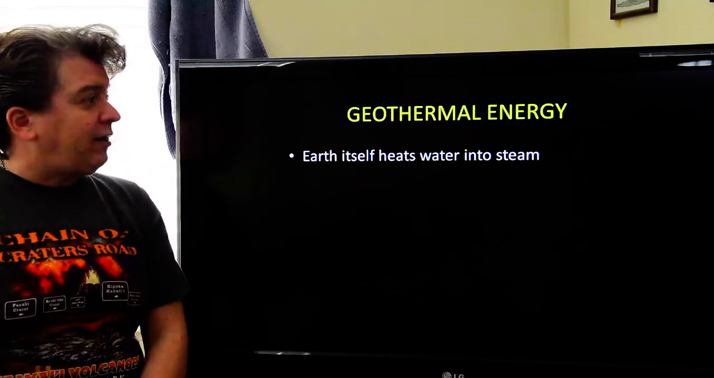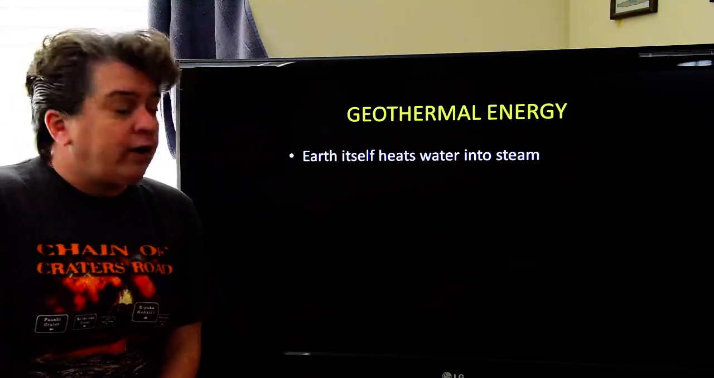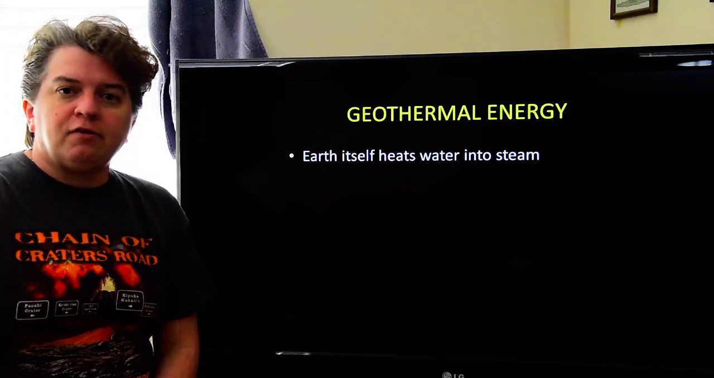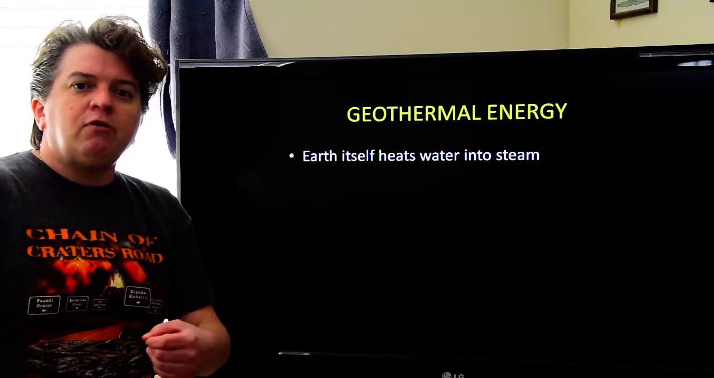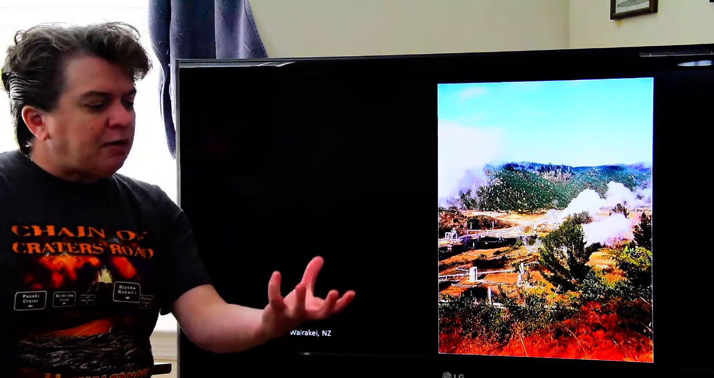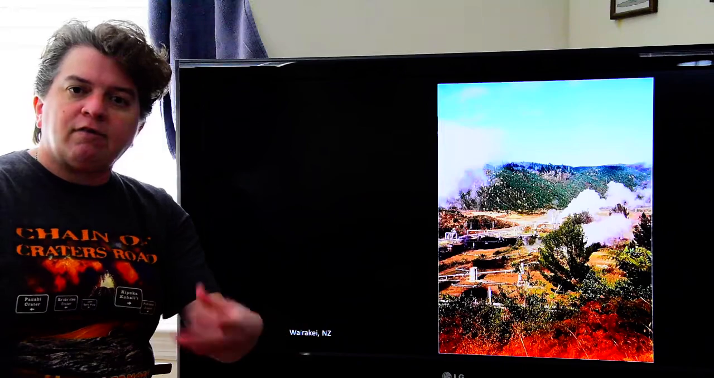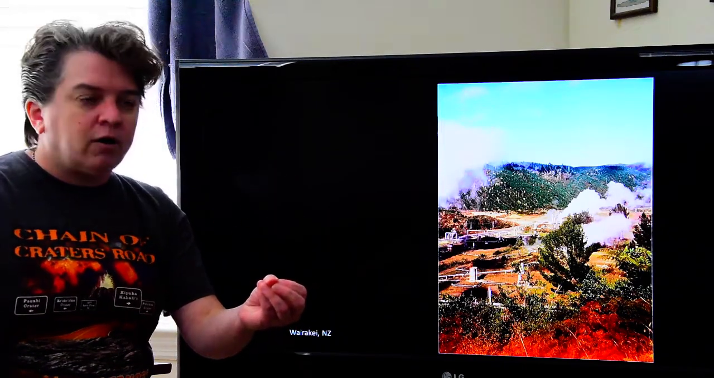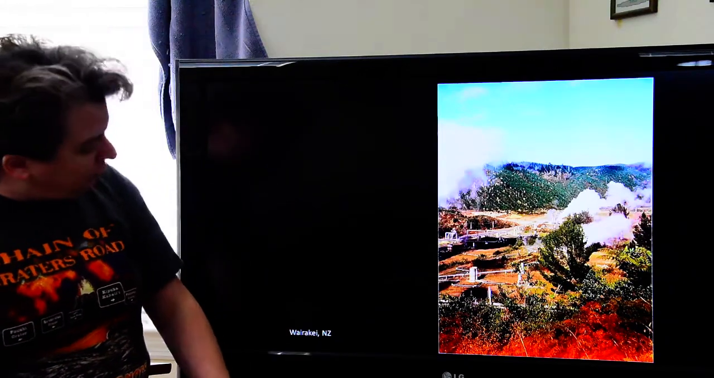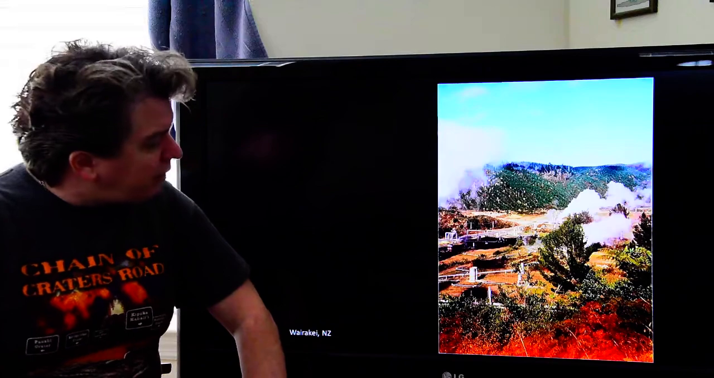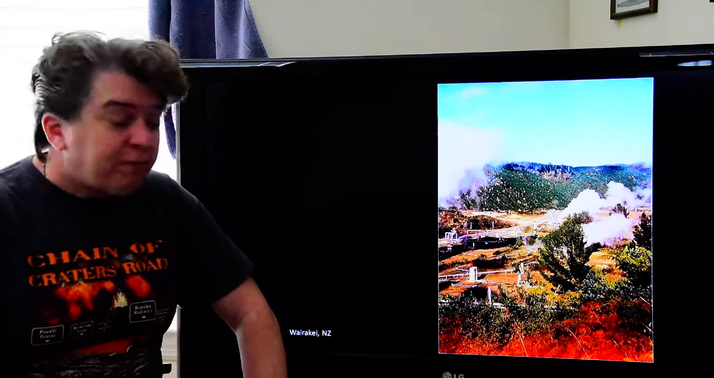Now, geothermal energy is another really neat one. This is where the Earth itself heats water into steam. So this is going to be used in places where you have volcanic areas where magma is close to Earth's surface, heating the groundwater, and we can then use that hot groundwater to generate electricity. This is the Wairākei geothermal power plant down in New Zealand. It's been operating since the 1950s.